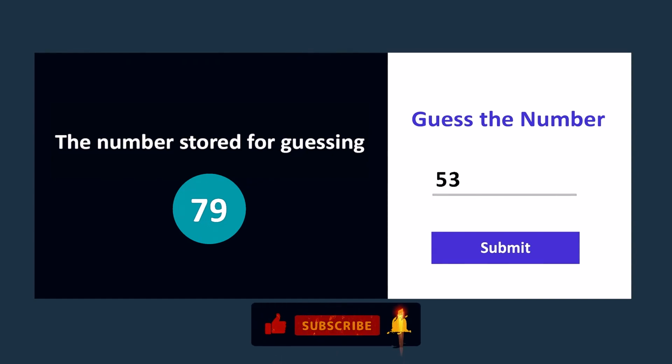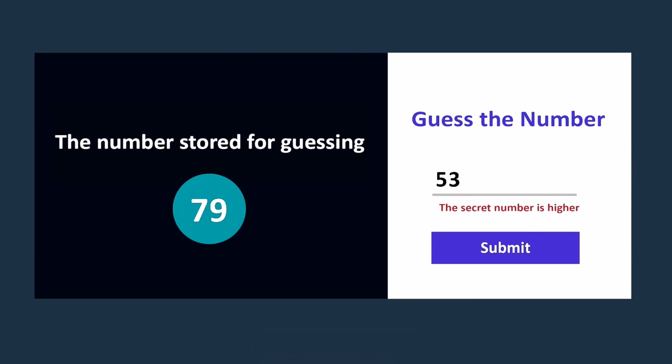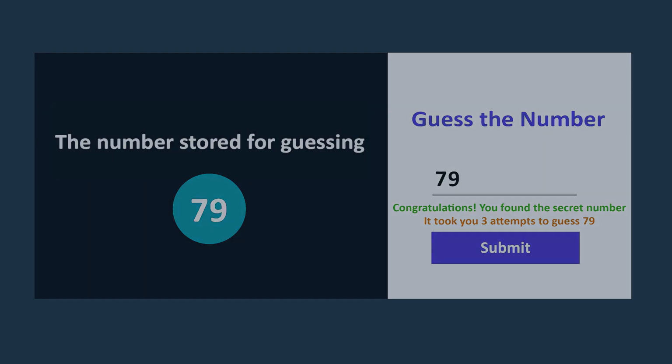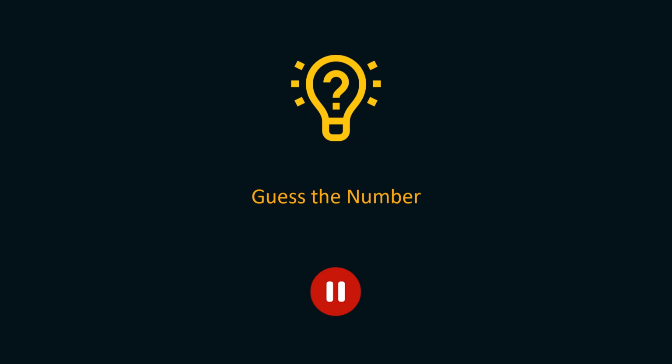If the number is lower than the secret number, you have to inform the user to guess higher. If the number is higher, tell them to guess lower. But if they guess the right number, congratulate them, display the number of attempts, and exit the application. Alright, pause the video and work on the challenge. Take your time and have fun with it.